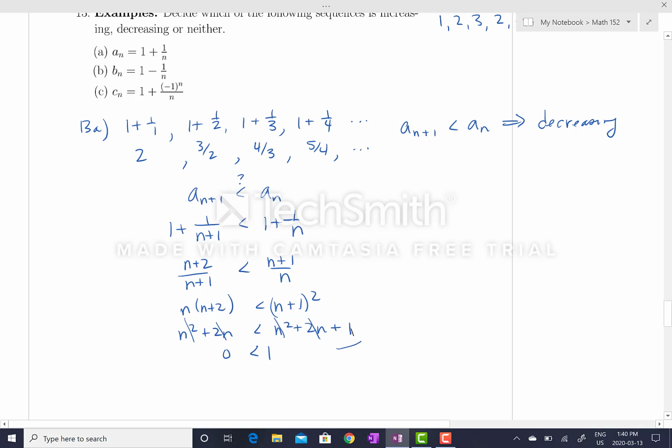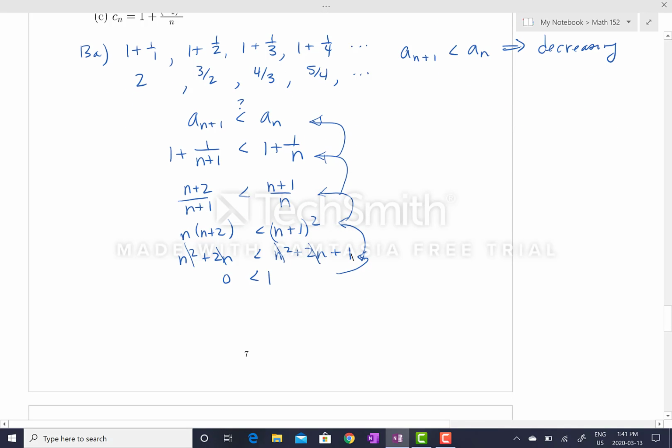So now what I could do, in fact, is start here. 0 is less than 1. Make this claim: this is then true, this is then true, this is then true, this is then true, and indeed this is then true. Okay, so I have now assured myself that this is a decreasing sequence.